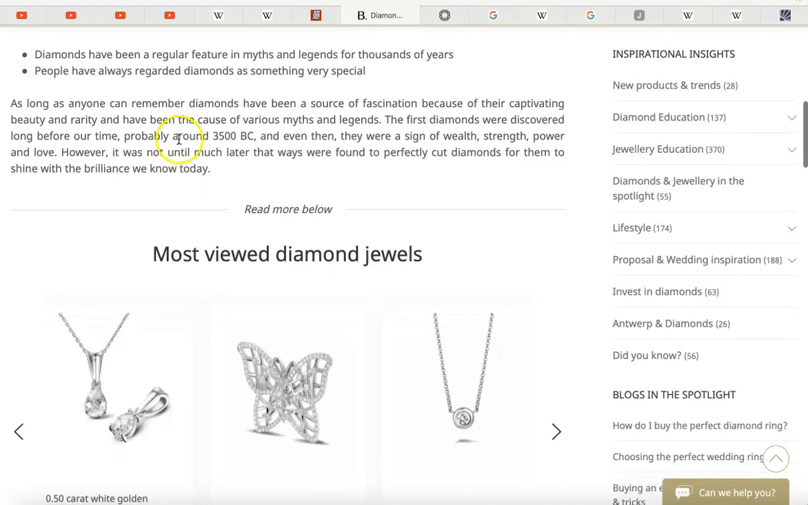Okay, moving on. As long as anybody can remember, diamonds have been a source of fascination because of their captivating beauty and rarity, and have been the cause of various myths and legends. The first diamonds were discovered long before our time, probably around 3500 BC, and even then they were a sign of wealth, strength, power, and love. However, it was not until much later that ways were found to perfectly cut diamonds for them to shine with the brilliance we know today.